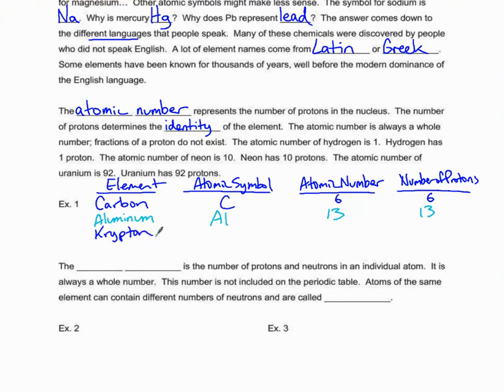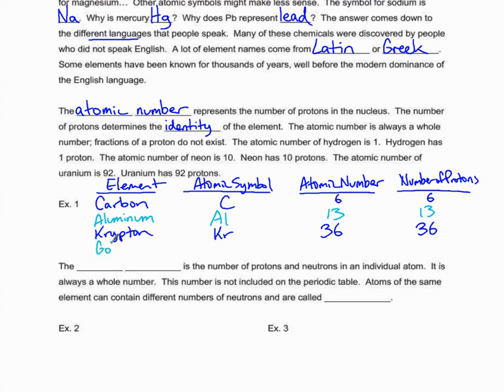Krypton. Krypton is at the far right of the periodic table, about halfway down. The atomic symbol is Kr. Now this is krypton, not kryptonite, 2 very different things. Krypton is a gas. Kryptonite is a fictional crystal. So you find it, the atomic symbol is Kr, and the atomic number 36. This means that krypton has 36 protons in its nucleus.